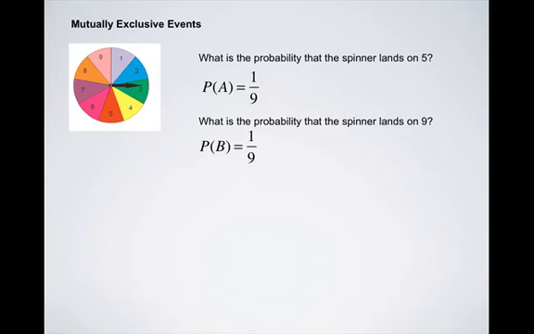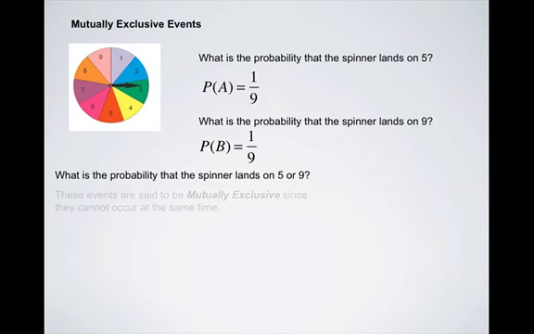So now if we ask the question, what is the probability that the spinner lands on 5 or 9? Well, in this case, we say that this is mutually exclusive since they cannot occur at the same time. You can't have the spinner land on both 5 and 9. It is either 5 or 9 that it lands on.